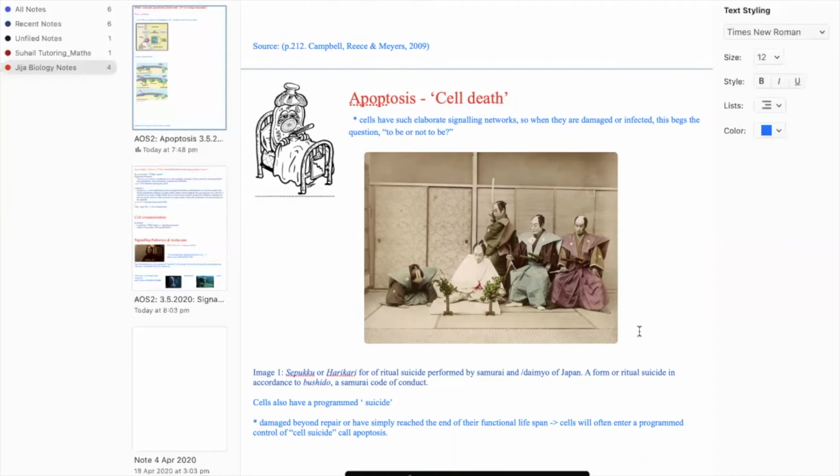Okay, so next we're just going to briefly cover apoptosis, which is cell death. Cells have to interact in such an elaborate way, but what happens when they're damaged or infected? Obviously, if we have a couple of cells within our body that are damaged, we have to get rid of them. So there is a programmed cell death or cell suicide within our body that is called apoptosis.